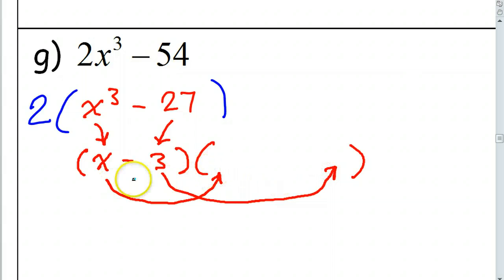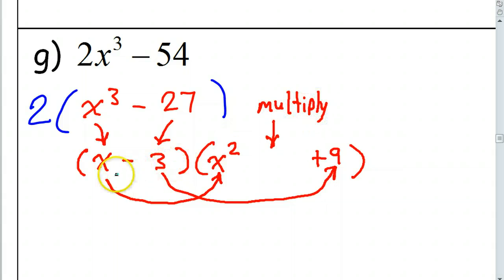Okay, so if I take this first term and square it, I've got x squared. If I take negative 3 and square it, I've got positive 9. So that gives me the beginning and the end of my trinomial. For the middle term, I multiply.